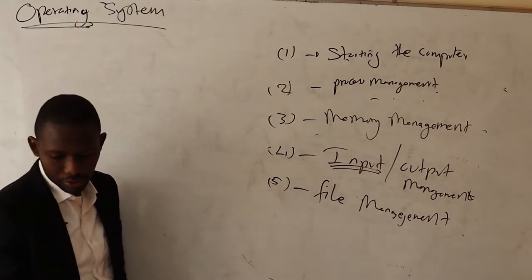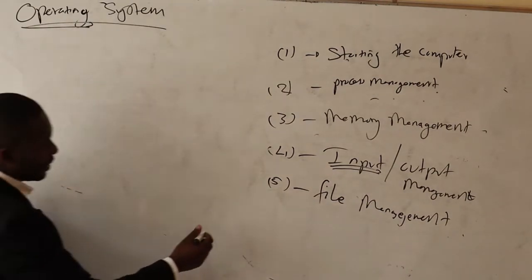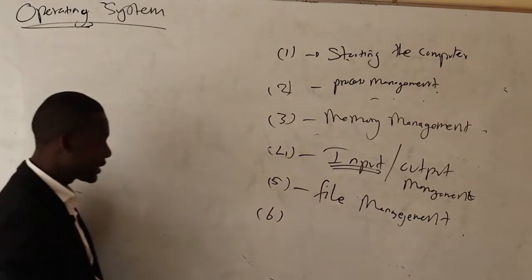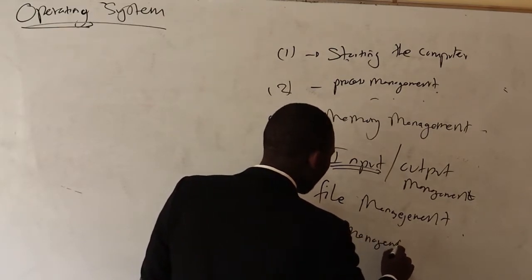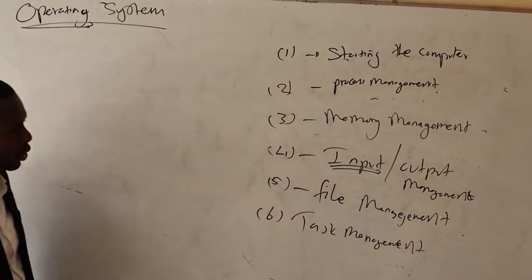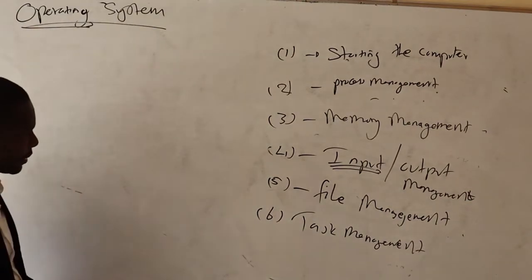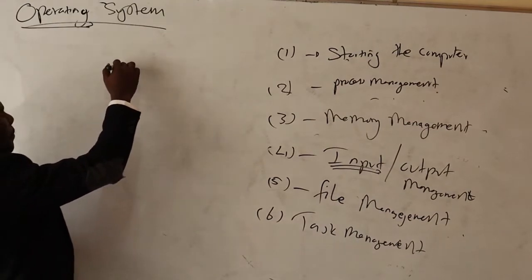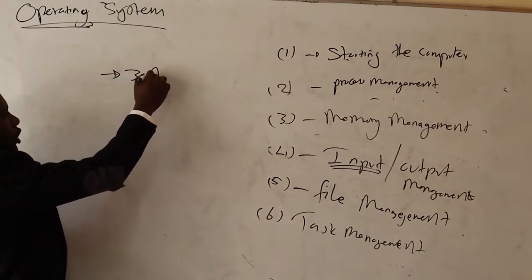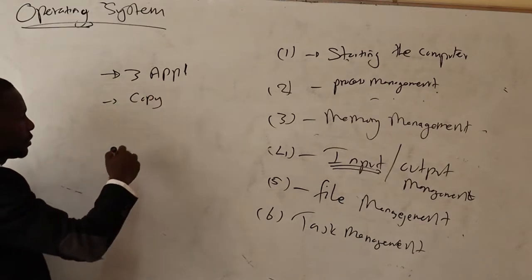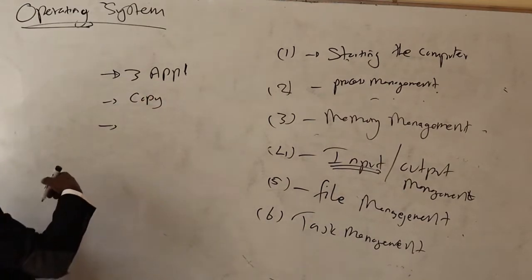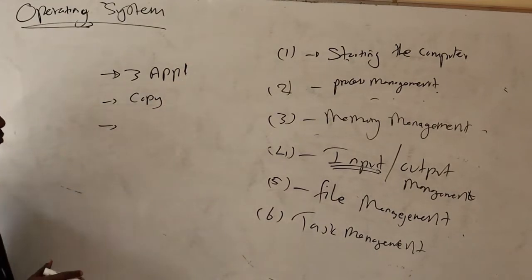And the other function, number 6, is task management. Here, sometimes you may load several tasks in your system. You load a program, you load like 3 applications. At the same time, you copy a file from one location to another. So the file is copying and 3 applications are running, meaning that you have 4 tasks that are running in your system.